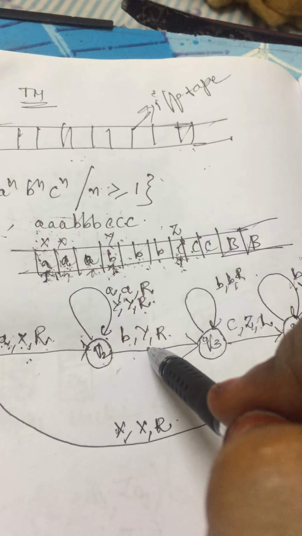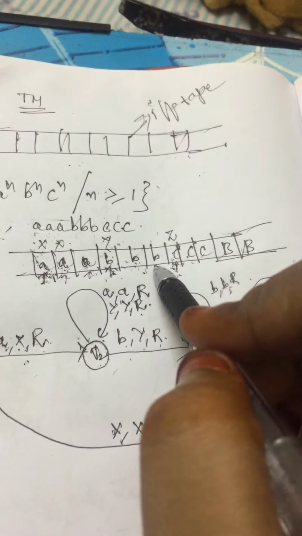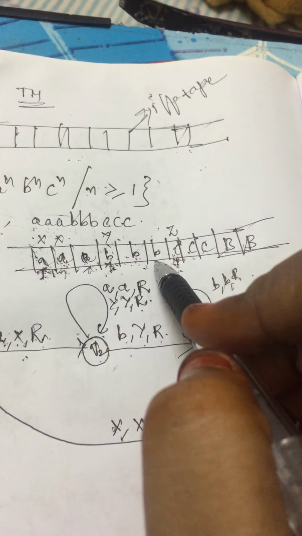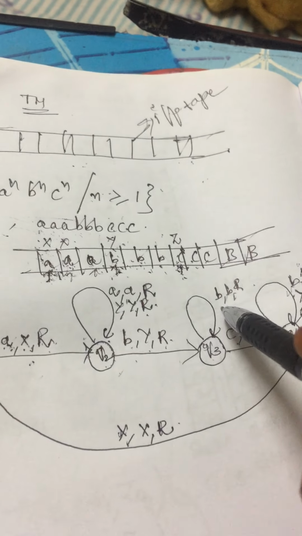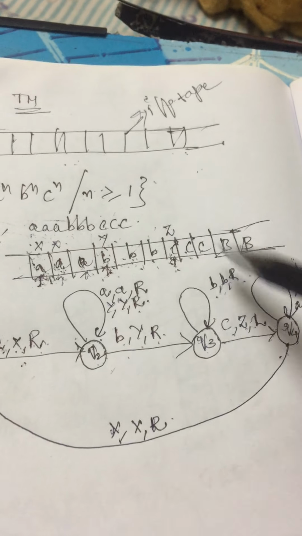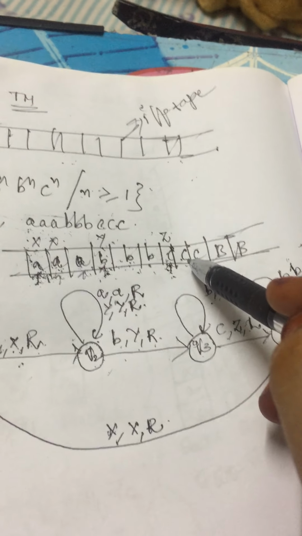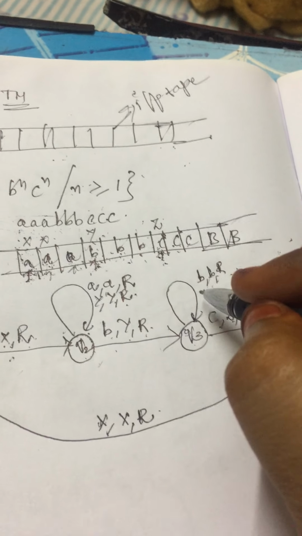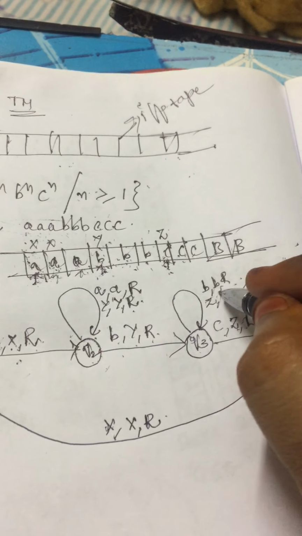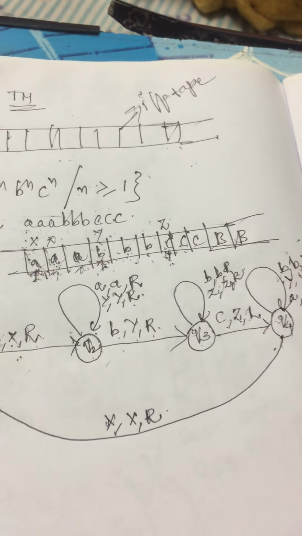This B will be rewritten as Y, move to the right direction. You are going to get this B after converting the second B. So, that will represent this step. And now, we are going to get Z while moving to the second C. So, this Z will remain as Z only, move to the right direction.